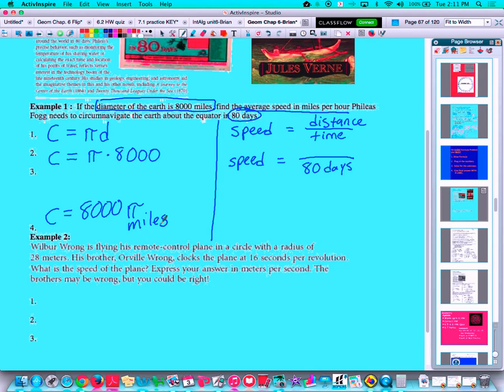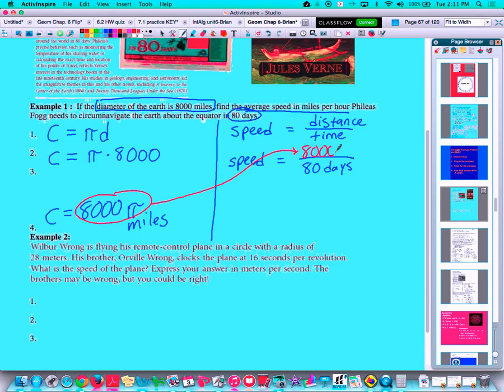Now, 8,000 pi miles might not mean a whole lot to some of you because we have left it in terms of pi. We could multiply that out and get a good answer for how many miles that is. It's a little bit over 25,000 miles, I believe. But since we are going to continue our calculation further, we want to keep our answer for circumference as exact as we can for as long as we can. So we're going to take that 8,000 pi miles and put it over here.